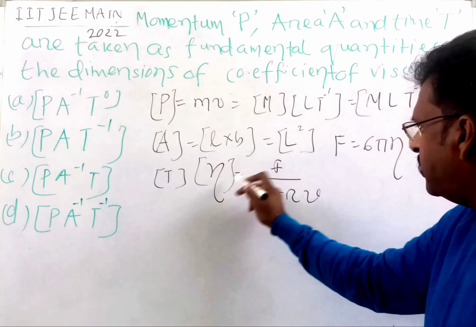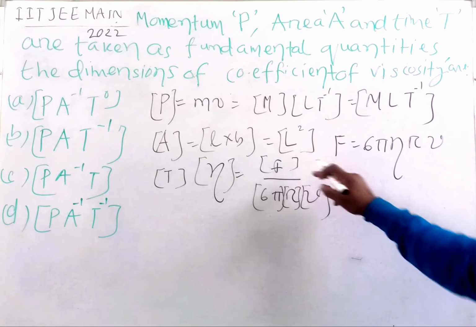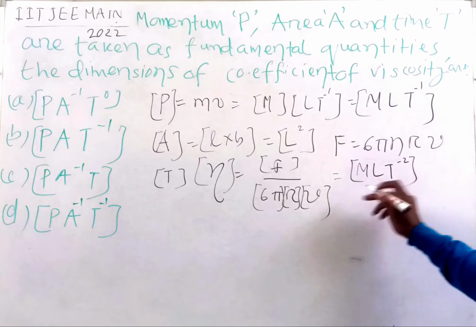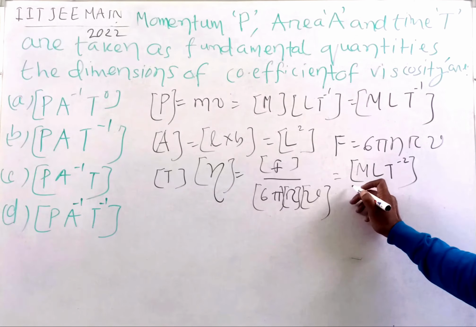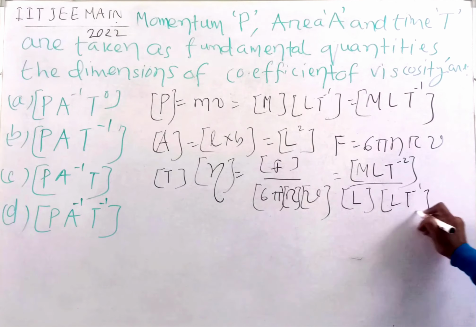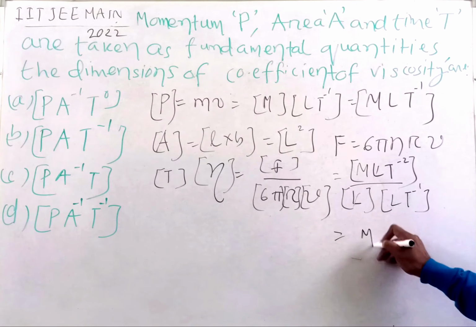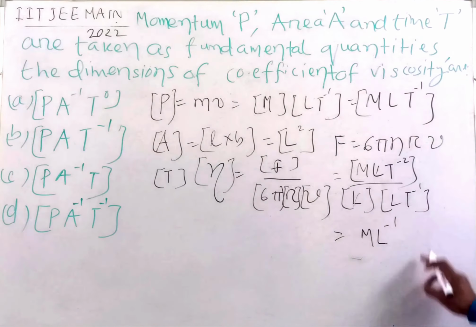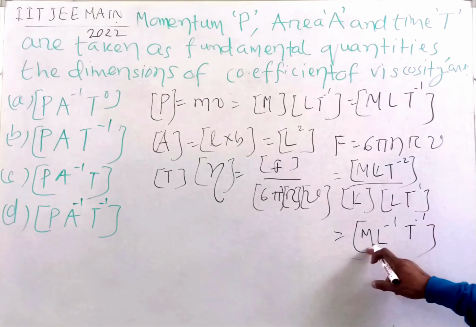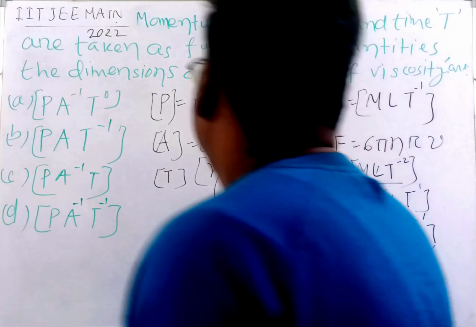And the dimensions of eta will be dimensions of F upon dimensions of 6 pi into dimensions of r and dimensions of v. What is the dimensions of force, students? That is M L T minus 2, and that of 6 pi is a number, so it is dimensionless, and r is L, radius is length, and v is L T minus 1, the rate of change of displacement. So students, this L cancels out, the L goes upside and becomes minus 1, and T minus 1 goes upper side and becomes plus 1, so this becomes T to the power minus 1. So M L minus 1 T minus 1 is the dimensional formula for coefficient of viscosity.